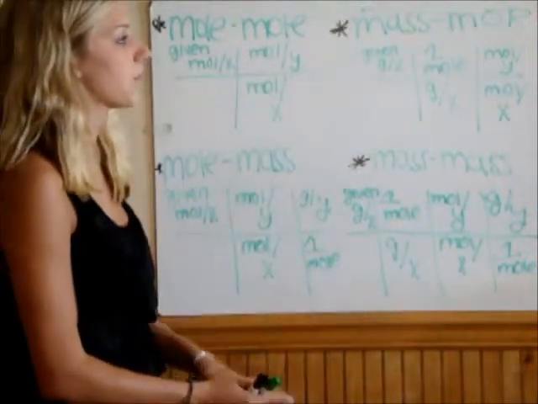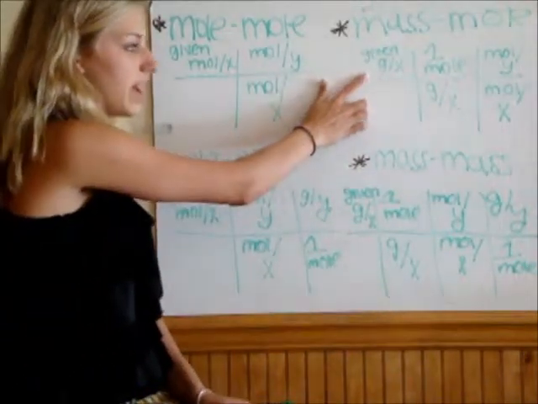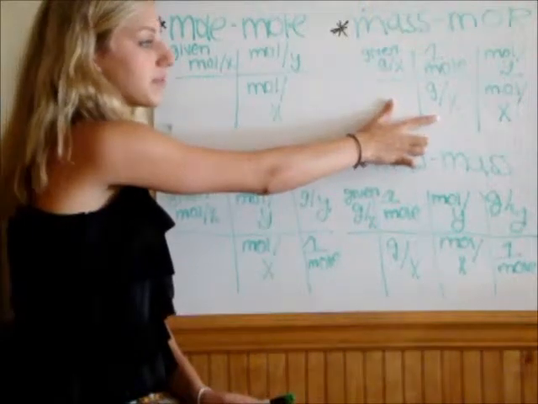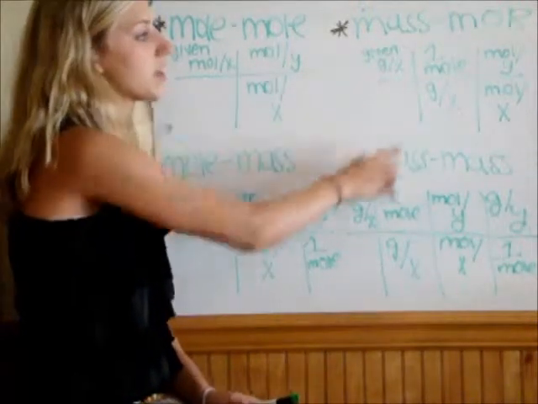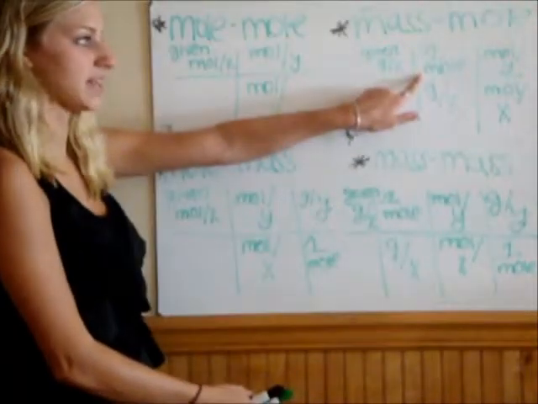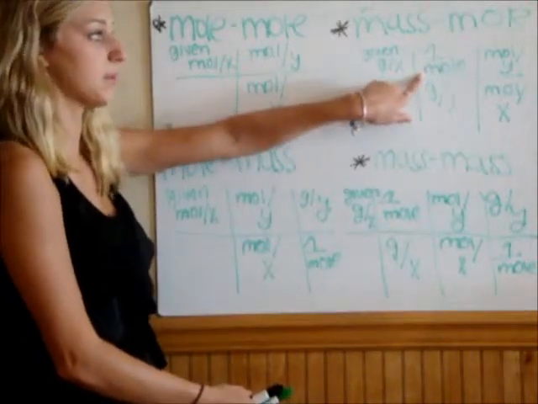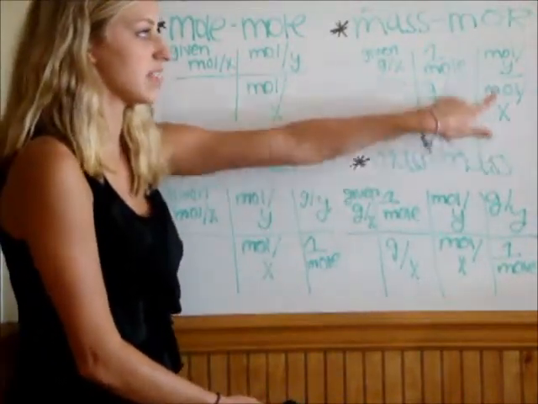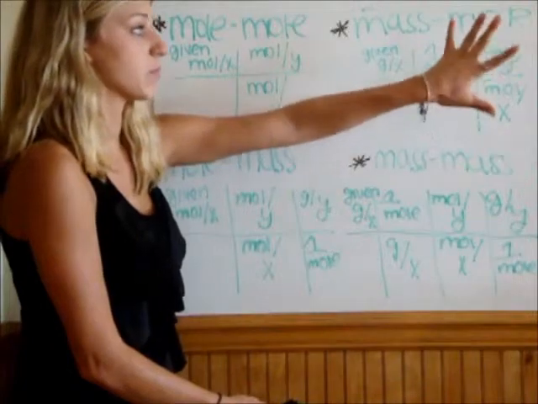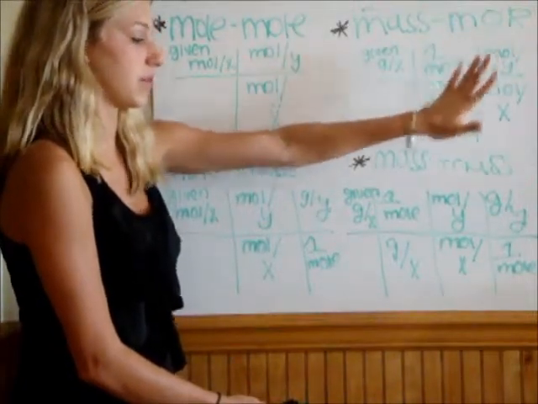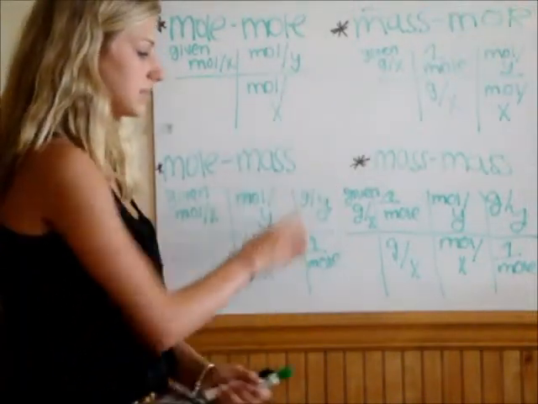Up top with mass to mole, we have the given grams of X. Down lower, we have your grams of X, which you get from the periodic table. Up top, 1 mole, because anything off the periodic table is equal to 1 mole. Down here is your moles of X and your moles of Y, which you would get from your balanced equation.